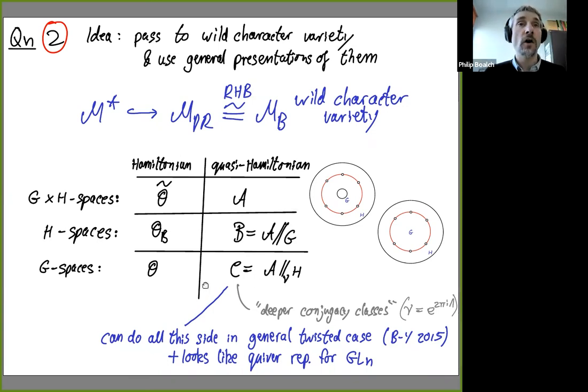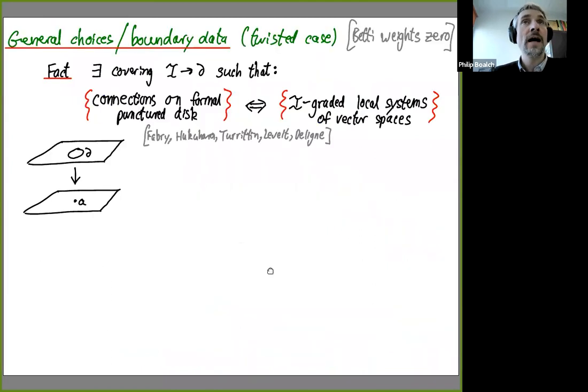So this C is not a conjugacy class of the group of K-jets or whatever. It's just something which is built out of the Stokes data, but it does play the role of the deeper orbits which occurred before. So you have a G action here, and this becomes the quasi-Hamiltonian G action. I wanted to just sketch what the general definition is, and this requires a lot of discussion of the formal structure of connections.